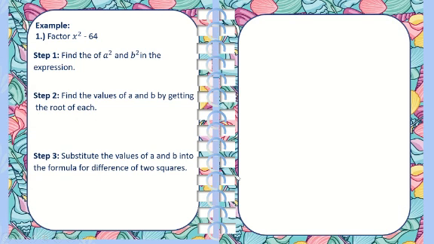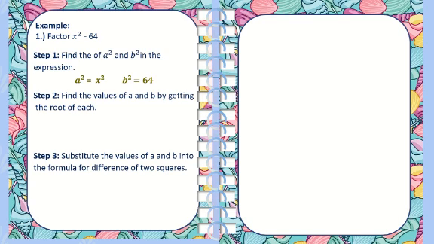Next example, we have here: factor x squared minus 64, and here are the steps. Step 1. Find the a squared and b squared in the expression. Here, our a squared is the first term, which is x squared. b squared is the second term, which is 64.